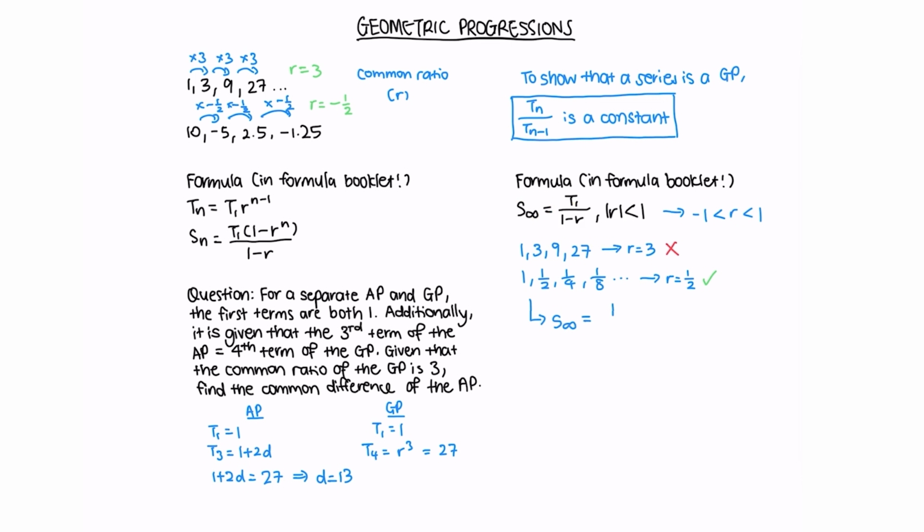So let's actually find the sum to infinity. S infinity is just equal to 1, which is T1, over 1 minus R. And in this case, R is just half. So we have 1 over half, which is 2. That's your sum to infinity. As you can see, the sum of this actually goes closer and closer to 2.